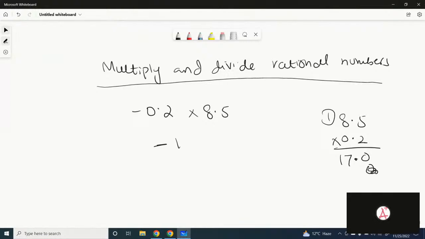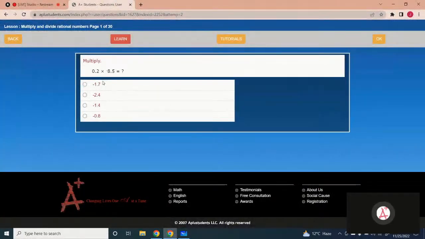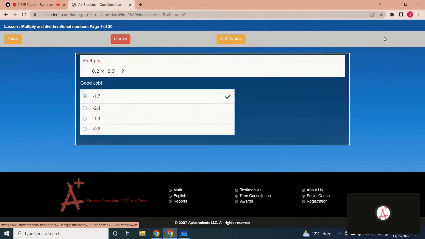8.5 times 0.2. It would be 1.7, not 17.0. It would be 1.7 because you have to put a decimal point right before the one digit. So it is then 1.7. Negative 1.7 it is. So just select the correct option and click on the OK button.